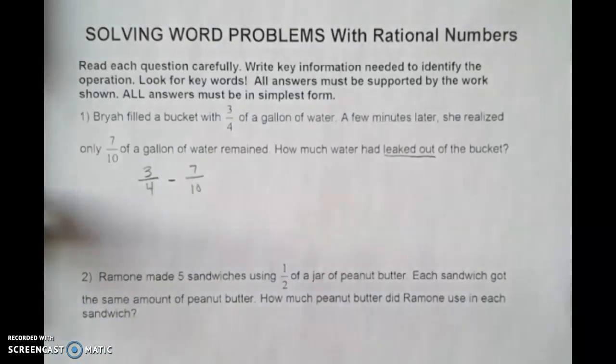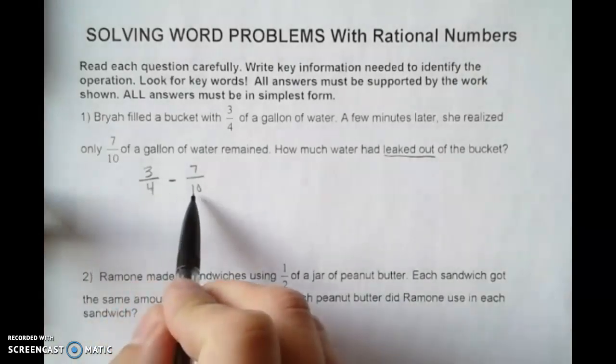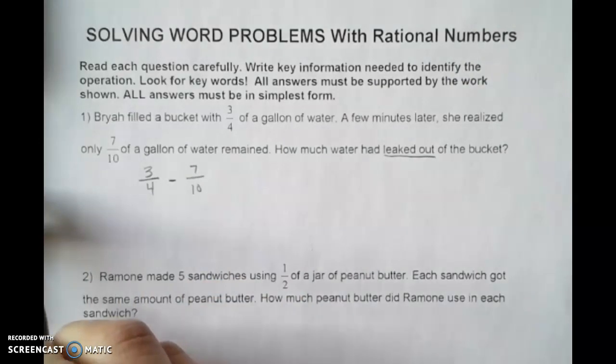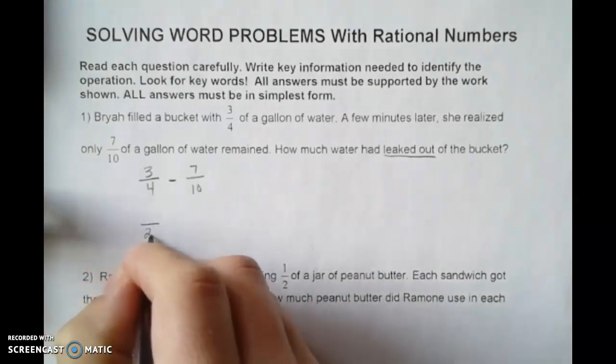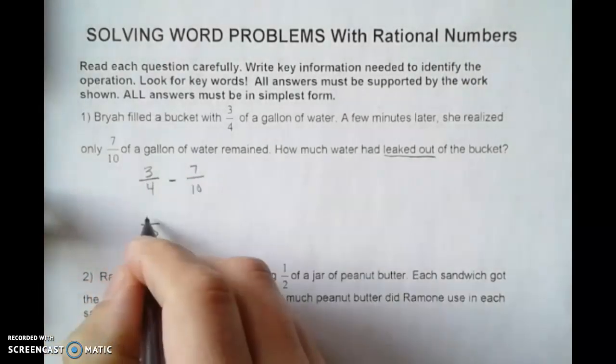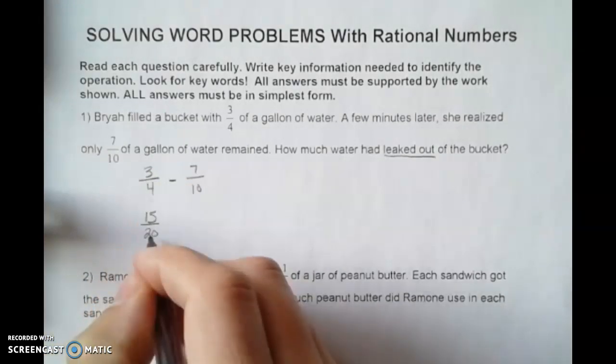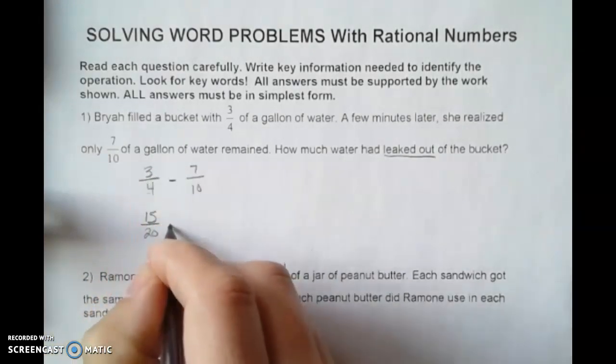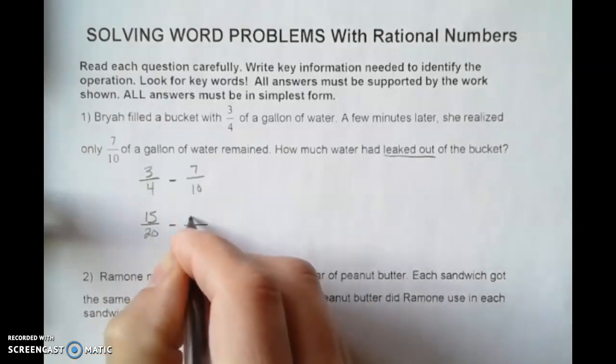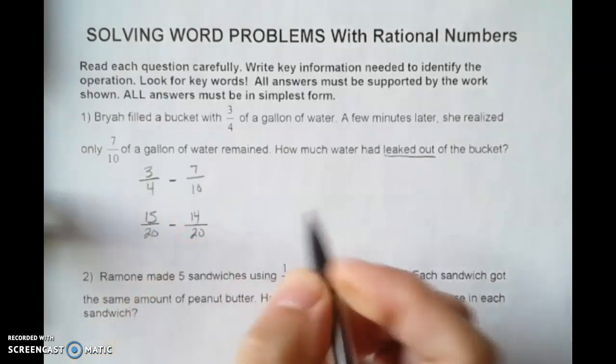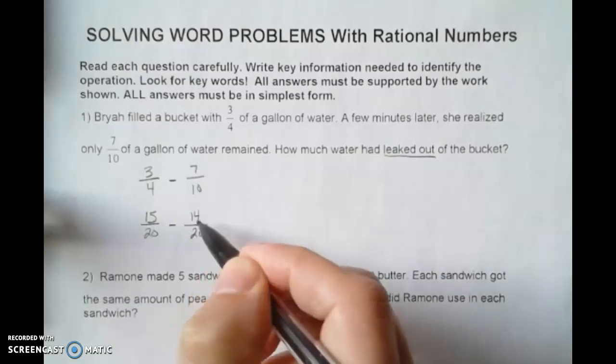Remember that when you're subtracting fractions, you must have common denominators. If I'm working with fourths and tenths, I'm going to use a common denominator of 20. And so I can rewrite 3/4 as 15/20. 4 times 5 is 20. 3 times 5 is 15. Minus 7/10 is going to be the same as 14/20. I can multiply each of these numbers by 2.